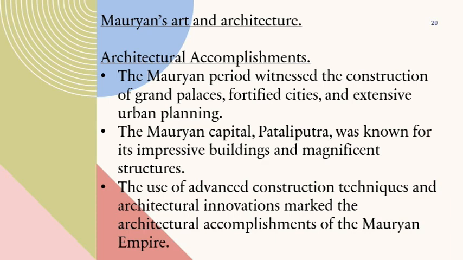Architectural accomplishments. The Mauryan period witnessed the construction of grand palaces, fortified cities, and extensive urban planning. The Mauryan capital, Patliputra, was known for its impressive buildings and magnificent structures. The use of advanced construction techniques and architectural innovations marked the architectural accomplishments of the Mauryan Empire.